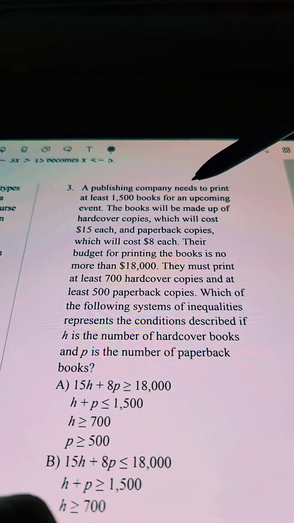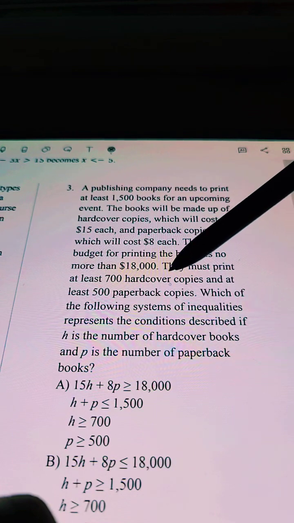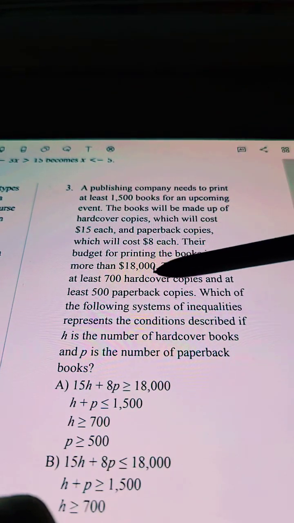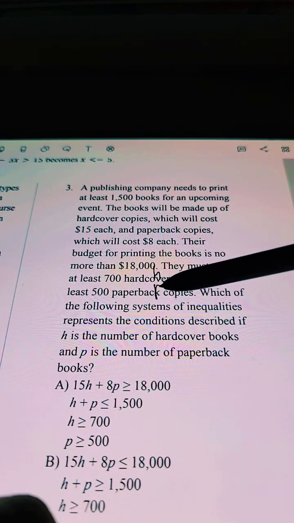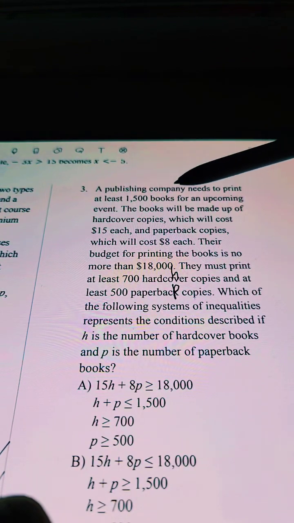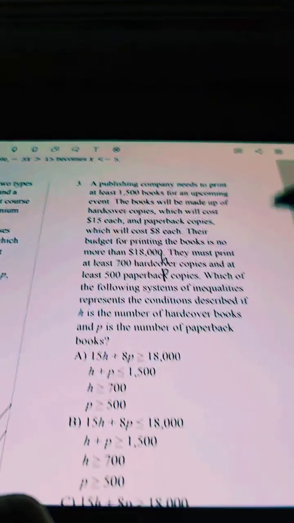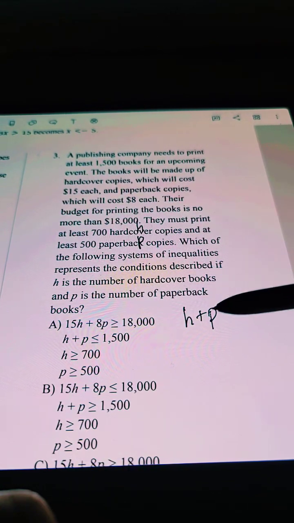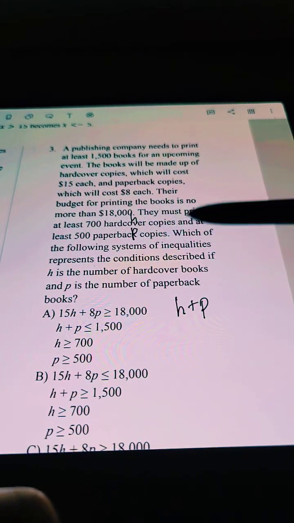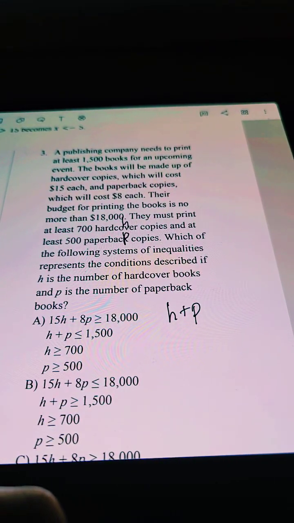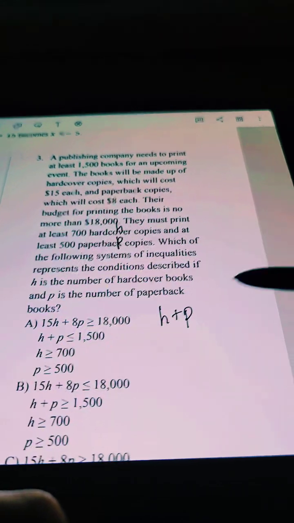But anyways, so hardcover copies is going to be represented by H, and then paperback is P. So we know that there has to be at least 1,500 books in total. So if we're finding the total number of books, that would be H plus P, the hardcover copies plus the paperback copies. And that has to be at least 1,500 total books. So it could be 1,500 or it could be more than that.